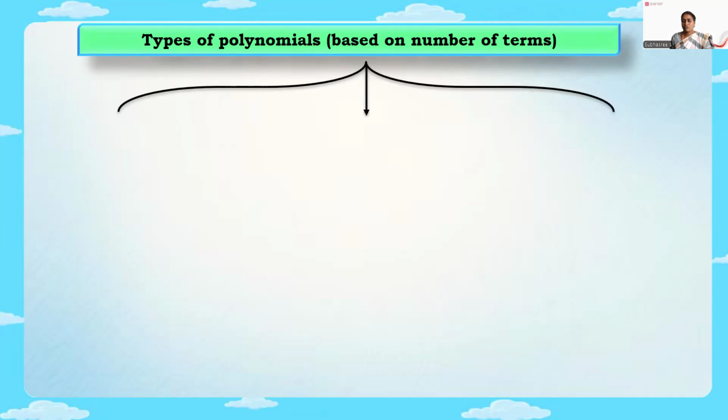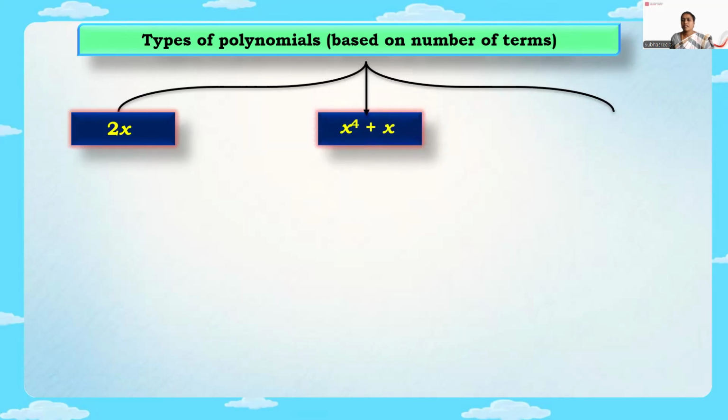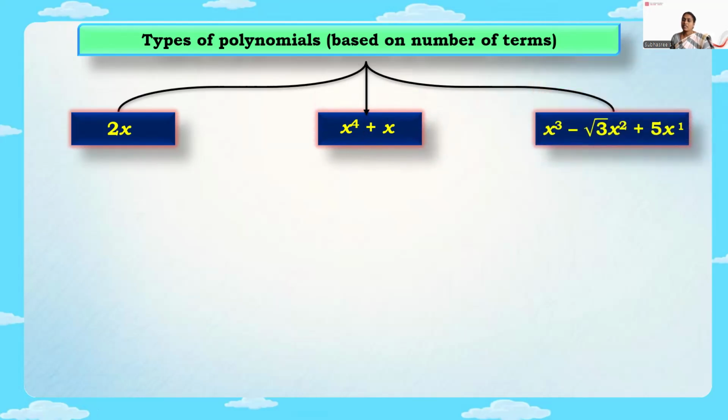First term, you see here 2x. 2x is having only one single term. Next, x power 4 plus x. So it is having two terms. X power 4 is one term, x is one more term. Third equation you can see x power 3 minus root of 3x square plus 5x. So it is having three terms. So based on the terms, you can name the polynomial.